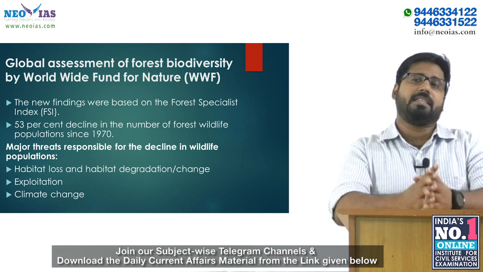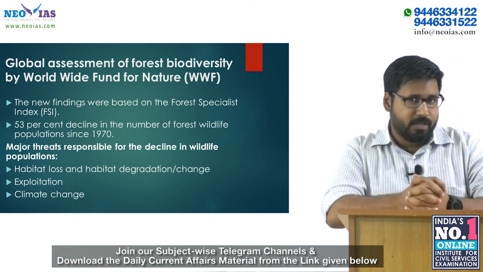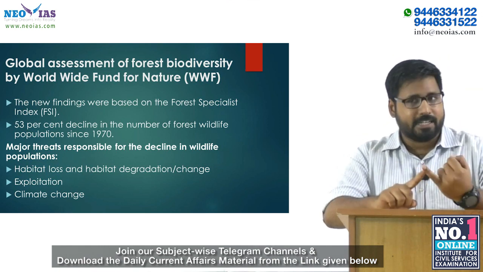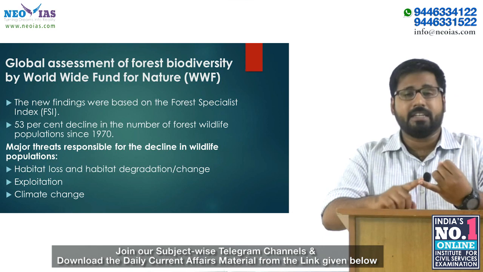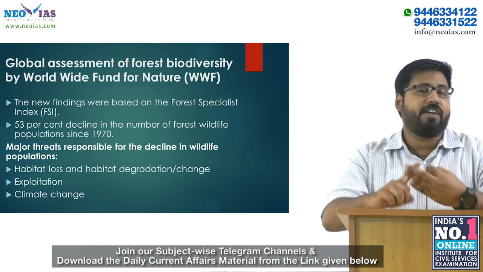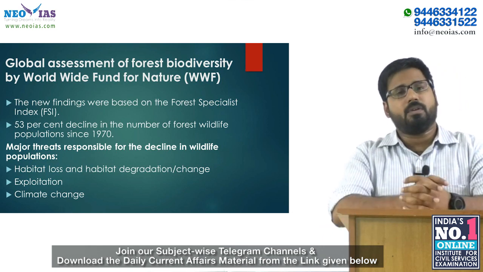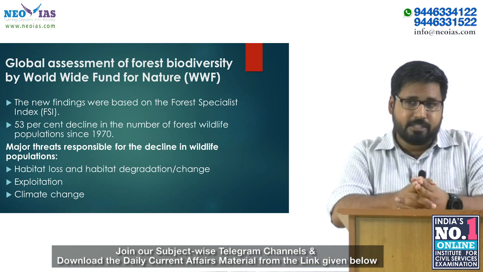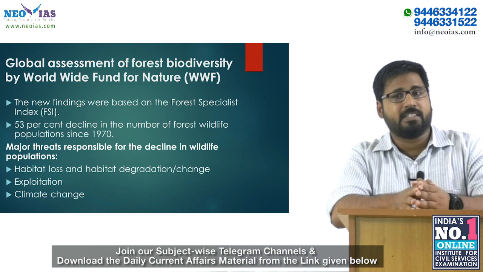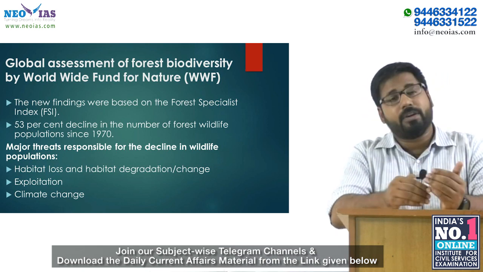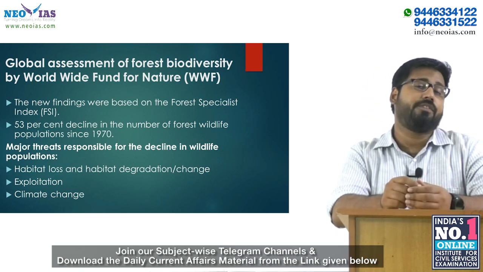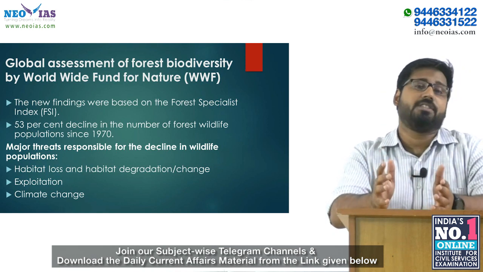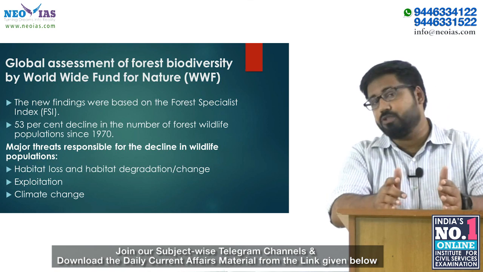Now we'll be talking about the major threats for the decline in wildlife population. There are basically three major threats. The first one is habitat loss and habitat degradation. Then comes exploitation and finally climate change. Now the thing is, loss of habitat due to logging, agricultural expansion, mining and conflicts, including spread of diseases, accounted for more than 60% of the threats. So that's a very big margin there. 60% is a very huge number.